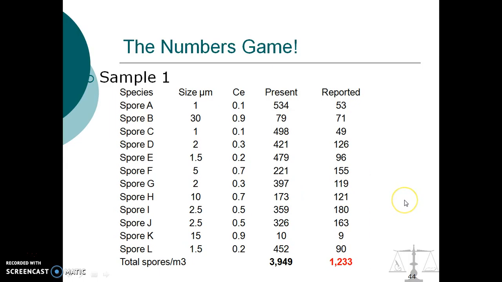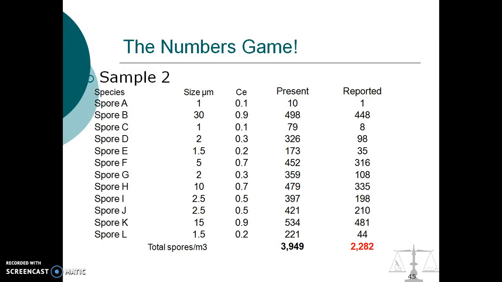Now, let's go back to sample number 1. What was the result? Well, there were 3,949 spores per cubic meter of air, reported as 1,233 spores, and for sample number 2, there was the exact same spore concentration present, but the laboratory reported something completely different. The guys running around collecting these samples have absolutely no idea that this is what's going on. They haven't got a clue. They get this number back from the lab. They assume that that number really represents the spore concentrations that are present.